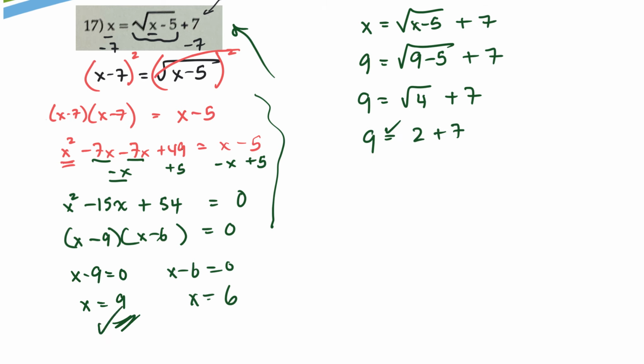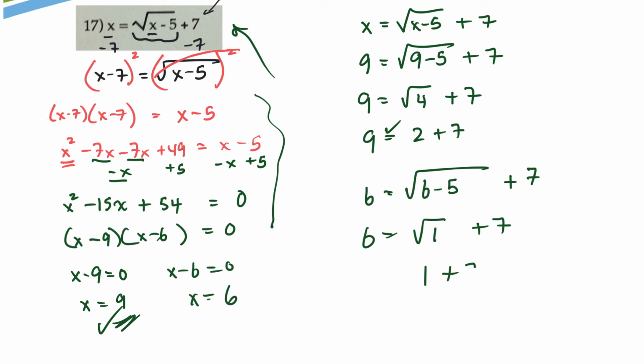That one's good. Let's try 6. So 6 is equal to the square root of 6 minus 5, plus 7. Is that right? Yeah. So 6 minus 5 is 1. And the square root of 1 is 1. Oh, but 1 plus 7 does not equal 6. Therefore, 6 can't be a solution. So the only solution to that equation would be x equals 9.